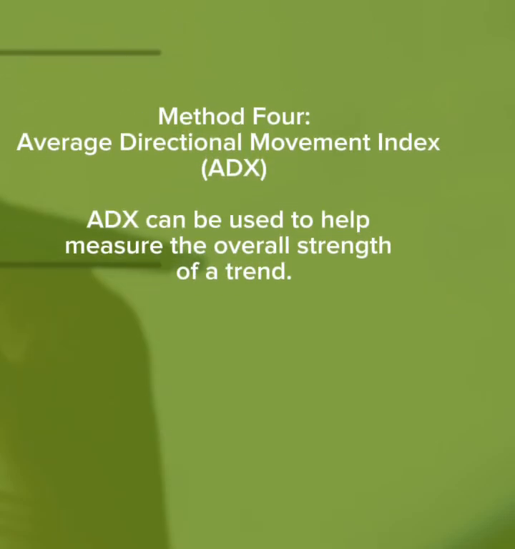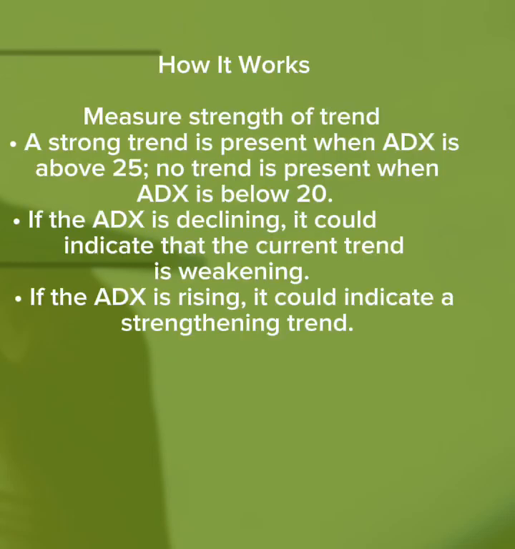Method 4. Average Directional Movement Index, ADX. ADX can be used to help measure the overall strength of a trend. How it works. Measures strength of trend. A strong trend is present when ADX is above 25, no trend is present when ADX is below 20.